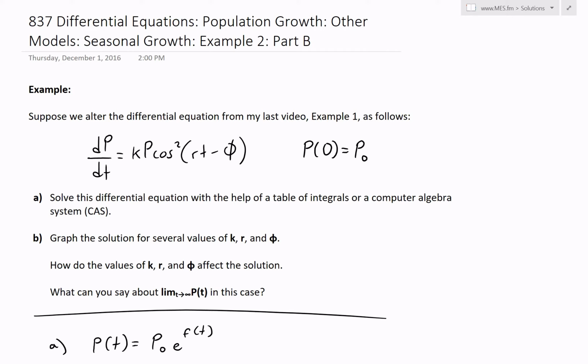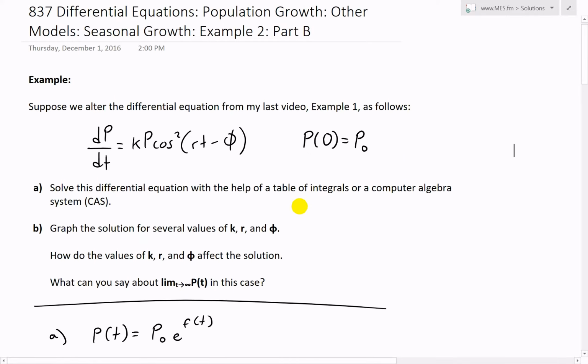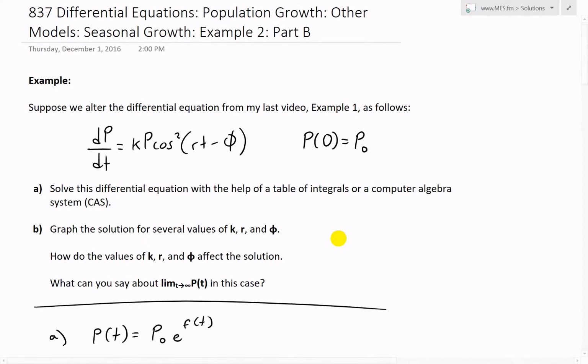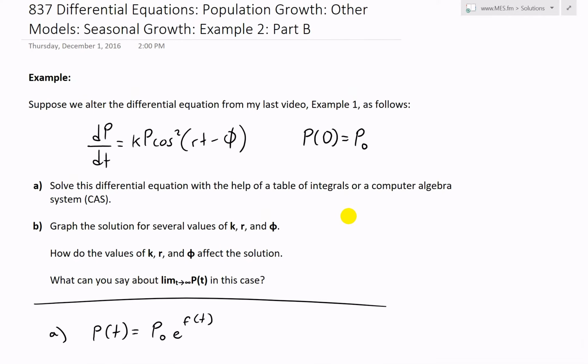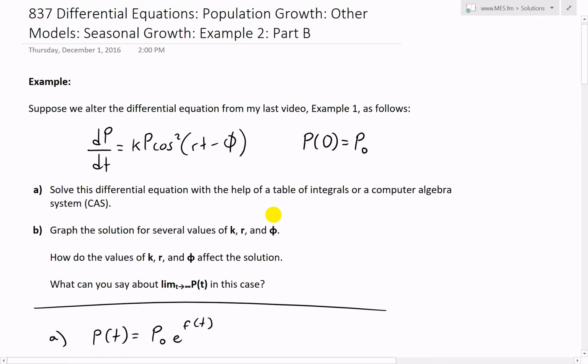Today we're going to discuss part B, the second part of the example 2 video on seasonal growth, which is another model for population growth, and look at how to solve part B. But first I'll quickly recap my last video, example 2 part A, by reading out the example again.